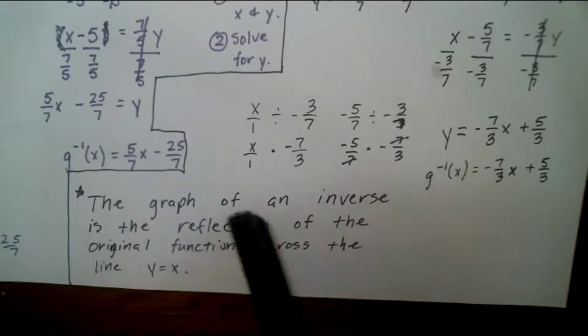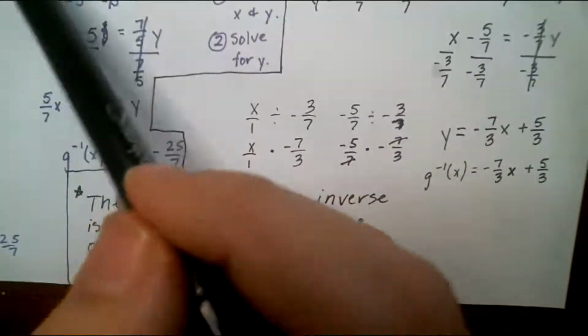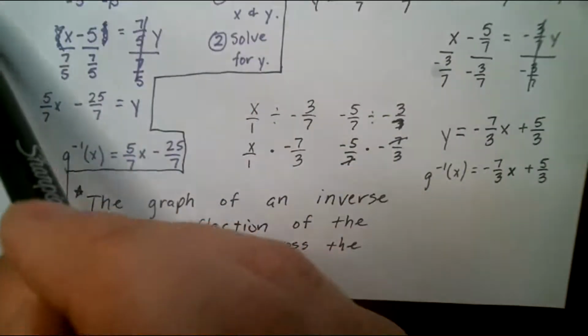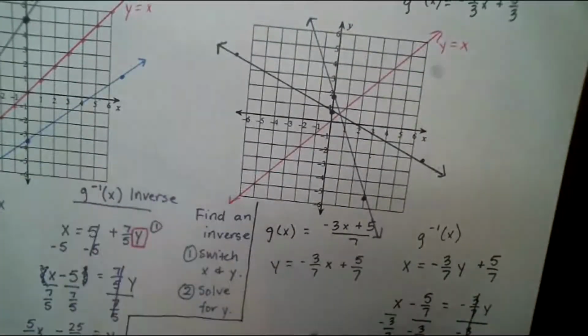Okay, so the graph of an inverse is the reflection of the original function across the line y equals x. All right. So if you ever want to check, oh man, is my graph of my inverse correct? Just draw a y equals x line and say, does it look like a reflection?